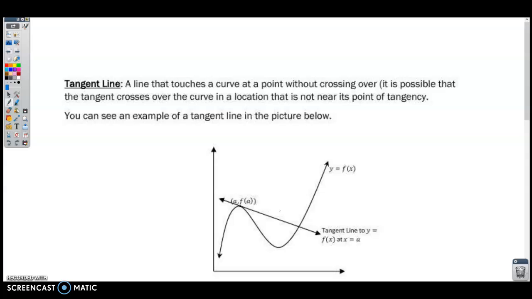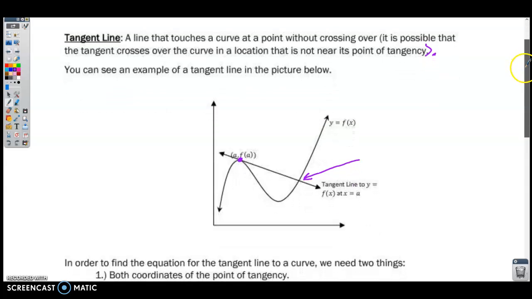So we start with a tangent line, the definition: a line that touches a curve at a point without crossing over. It is possible that the tangent crosses over the curve in a location not near its point of tangency. For instance, this line right here is tangent to the curve at the point A, f of A, in spite of the fact that it crosses over here later on. It only touches one point in the immediate vicinity of that point of tangency.